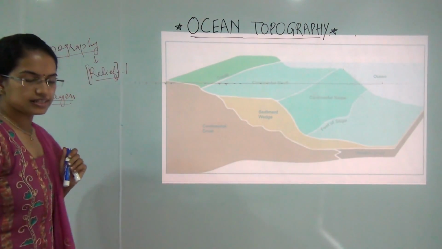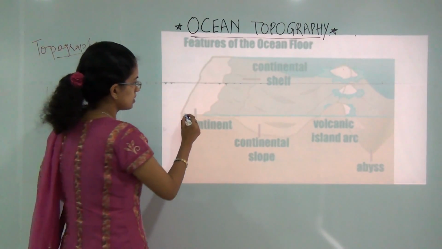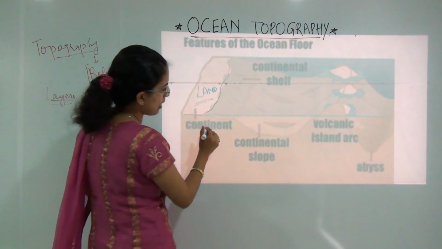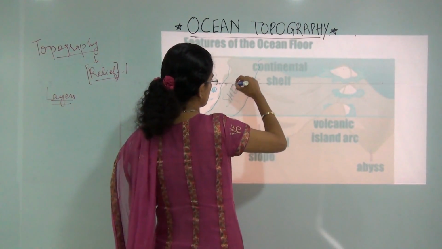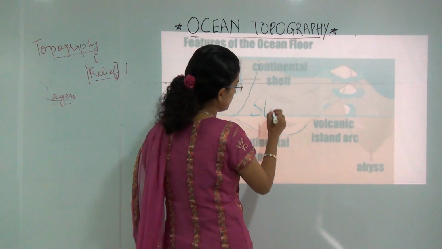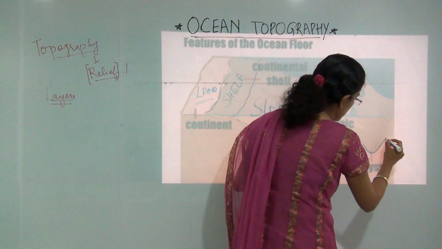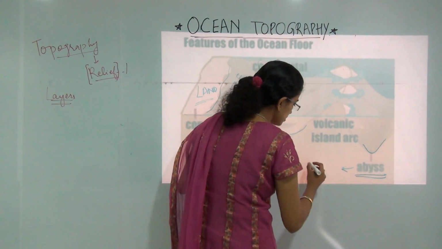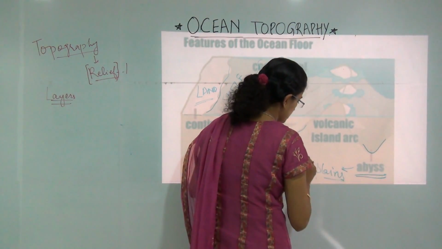So I am trying to divide the slide for the ocean features into sections. This is the first section, where you can see the continent or the land area. Then you have the continental shelf, which we have already discussed. The next section is the continental slope, which is steep and descending. Then you have the abyss or the abyssal area. These are the plains found on the ocean floor, also known as the basin areas.